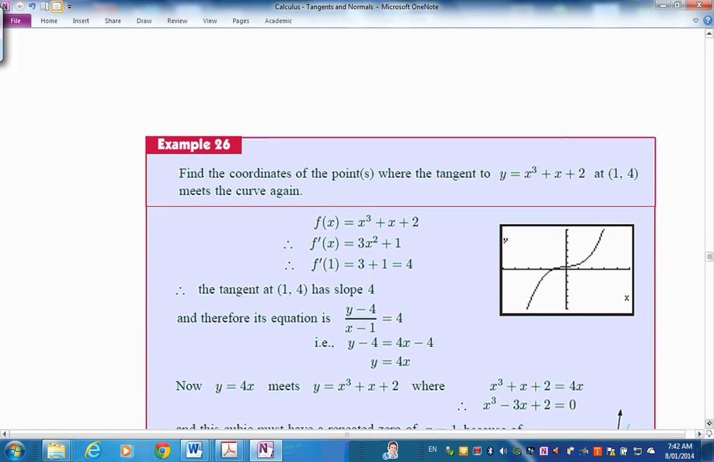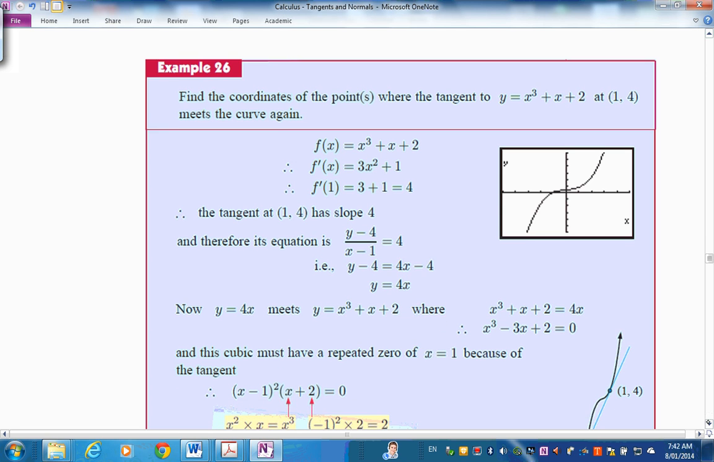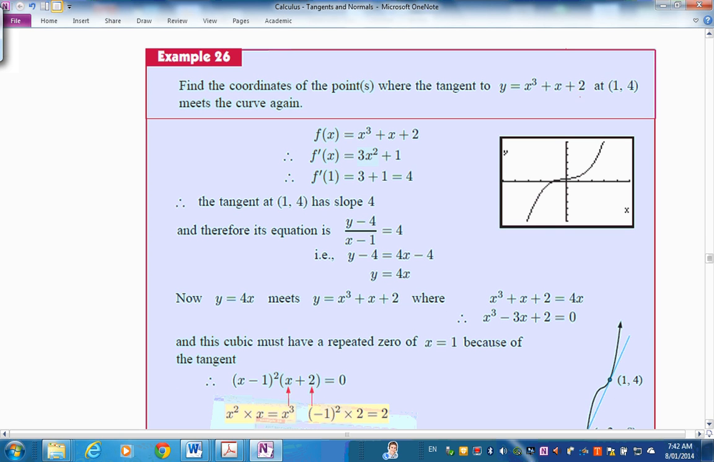Here we go again, from Hayes and Harris. Find the coordinates of the points where the tangent at (1, 4) meets the curve again. Now that's different. Let's go through the same process. We have a function, we have a derivative, and we know it's at the point (1, 4), so subbing in 1, we know the slope is 4. So let's work out the equation. (y - 4)/(x - 1) = 4. Multiplying across, we've got a nice easy equation for the tangent: y = 4x.